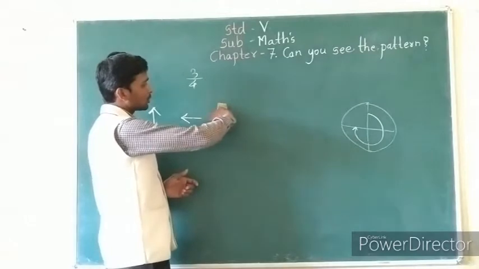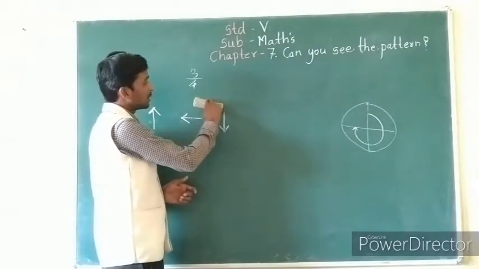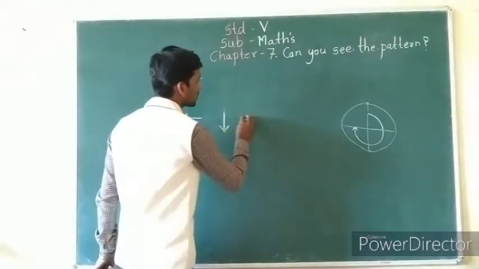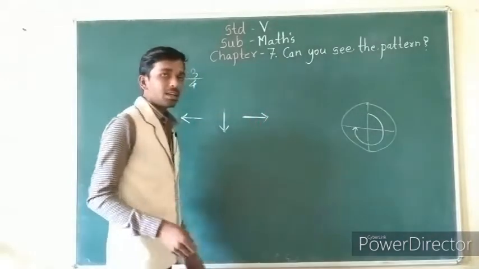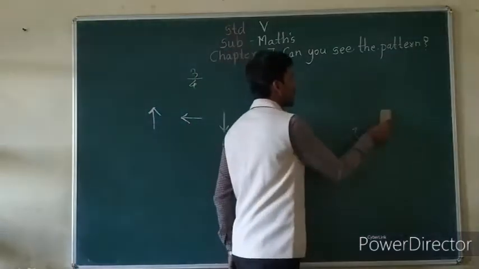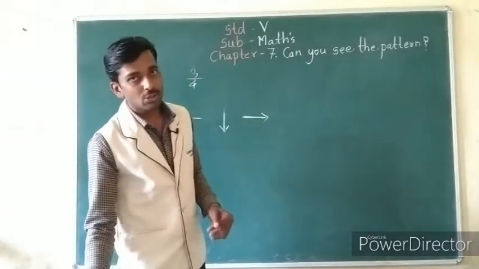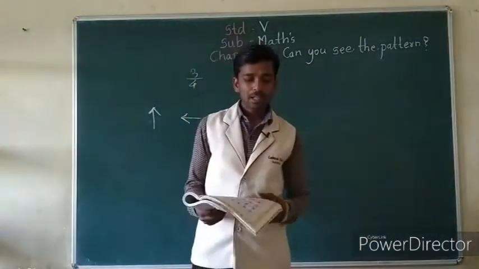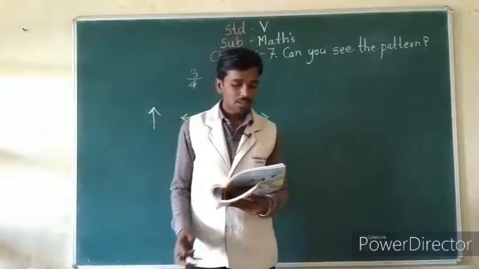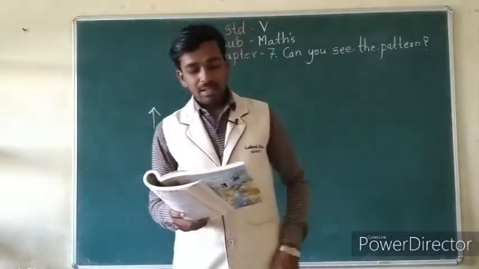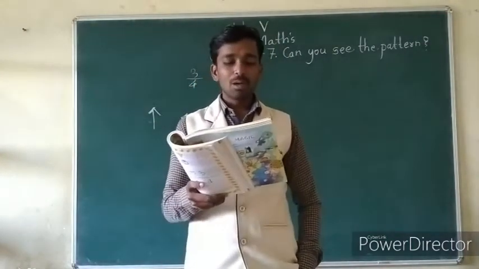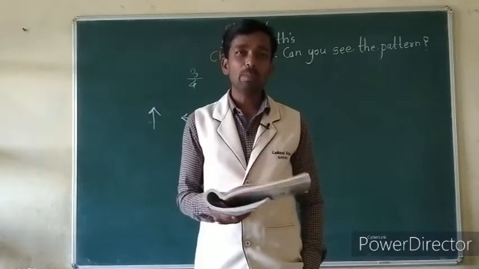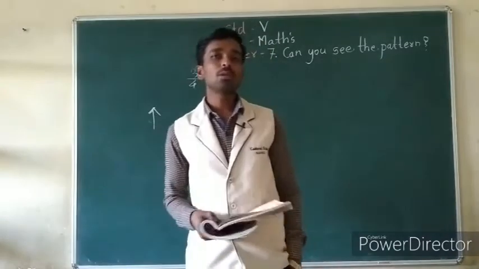Then after a 3/4 turn, meaning three turns, see, this is the first turn, this is the second turn, and this is the third turn. That means the arrow goes here. Like that you can draw arrows and complete this pattern. All of you understood what is the meaning of 3/4 turn? Here they give us practice time, some patterns they give us, and those patterns you have to complete. They give us two patterns, and those two patterns we have to complete for homework.